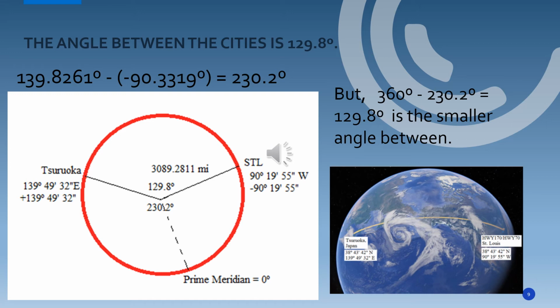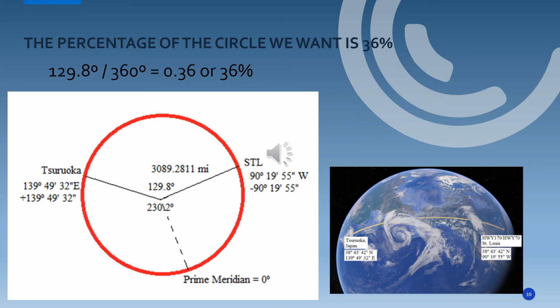If you then find the difference, hence the subtraction of 139.8261 and negative 90.3319, you will end up adding those two magnitudes, and you will get 230.2 degrees. But that's more than a half circle. So there's a smaller angle between them, which is then 360 minus the 230.2. So 129.8 degrees is actually the smaller angle between our two cities.